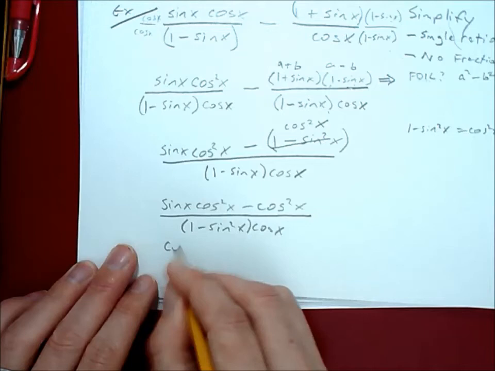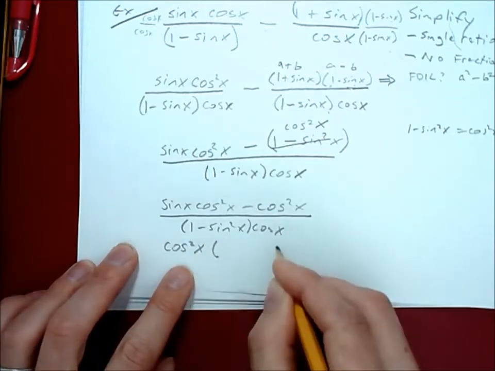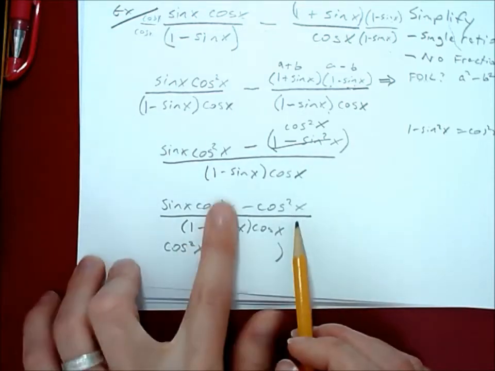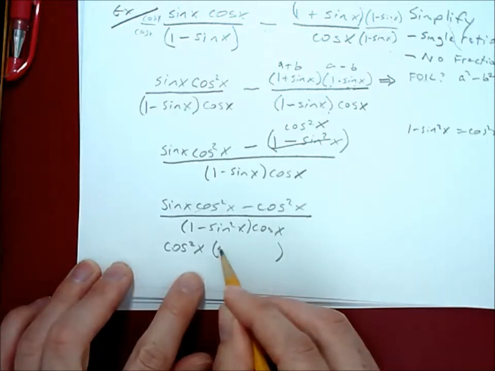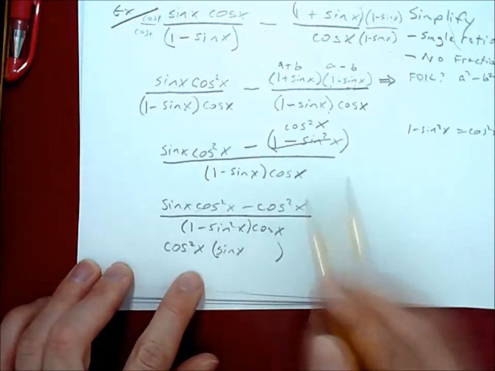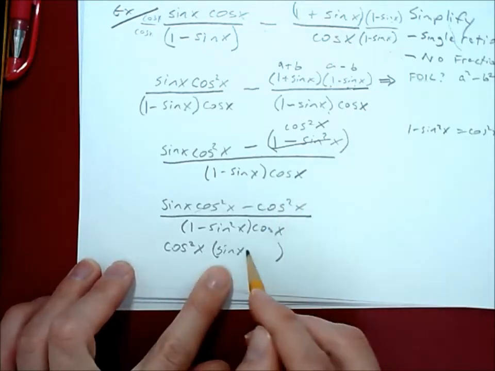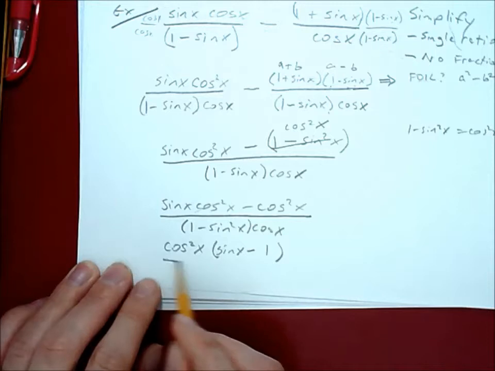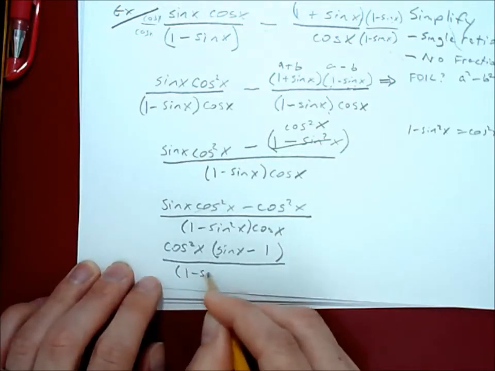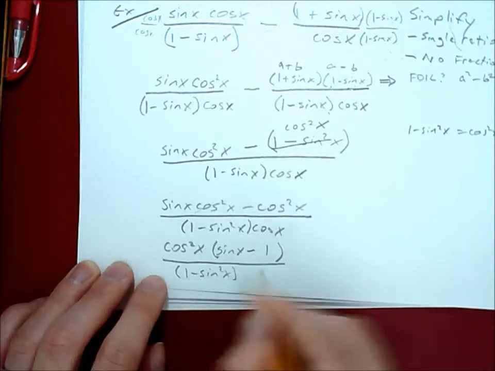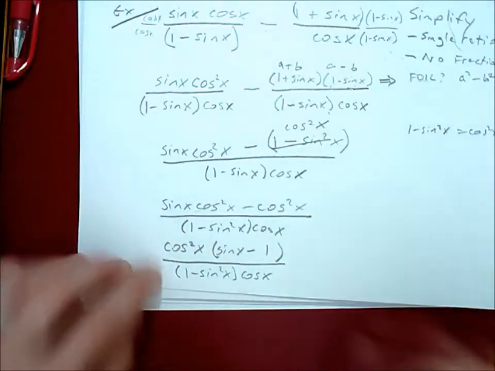So that would be cosine squared. I'm going to pull that common factor out to the side. And when I do that, what's going to be left over? So what would be left over for this term if I divide out the cosine squared? Yeah, just sine of x. And what would be left over for this term if I divide out a cosine squared? Yeah, minus 1. Now I have the top and the bottom factored.